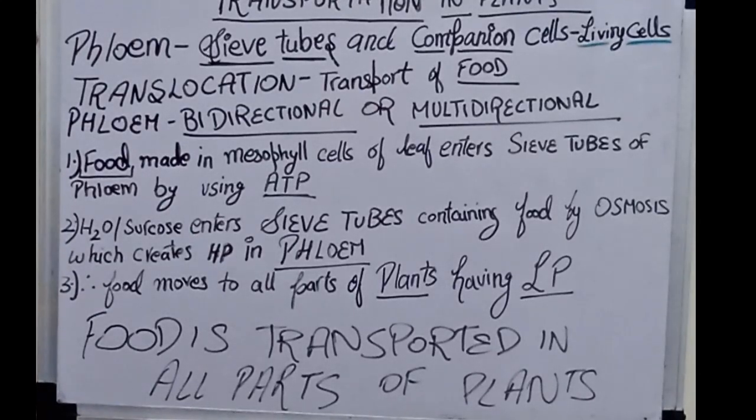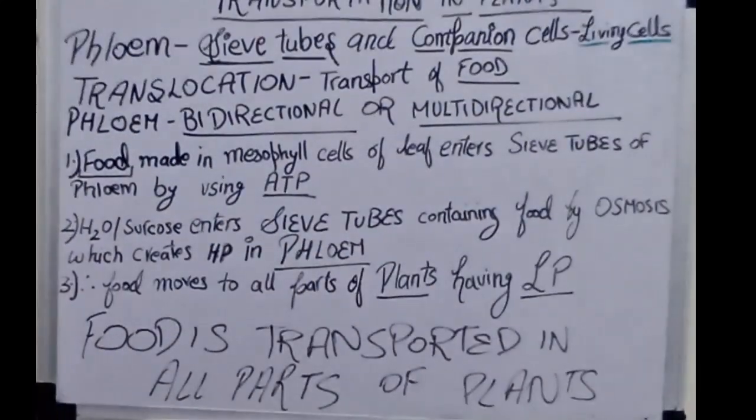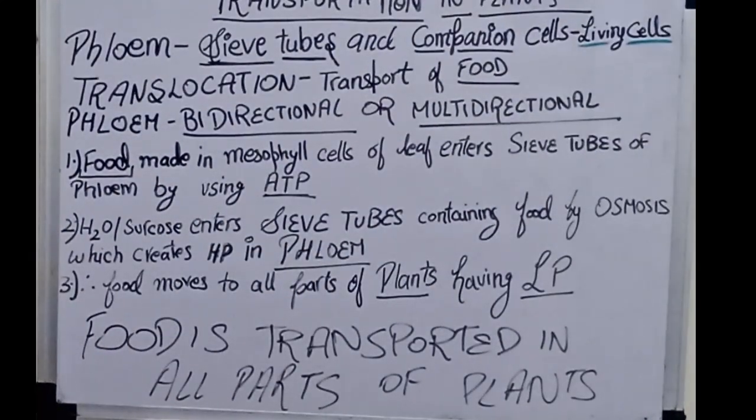And therefore food moves to all the parts of the plants. And how? Because all the parts of the plant will be having low pressure. ये HP का elaborated high pressure and low pressure. Please write it down like that. Therefore food moves to all the parts of the plant having low pressure. Right? This is what happens. And hence food is transported in all parts of plants. It's pretty simple if you pay attention.